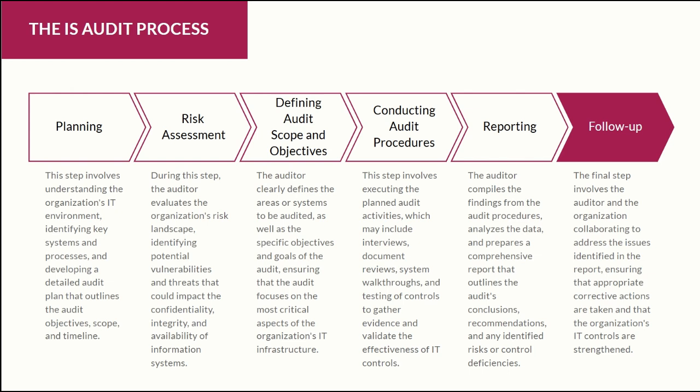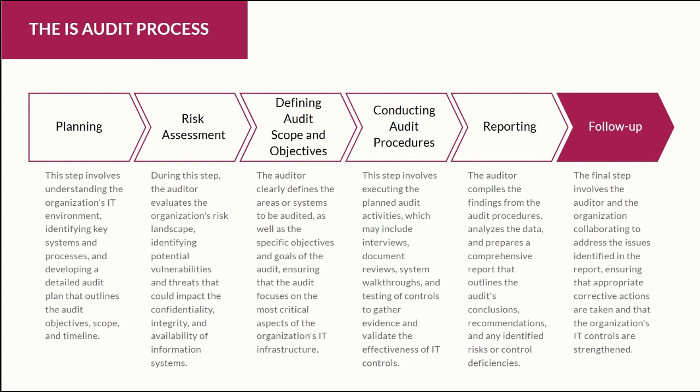Audit scope and objectives. Based on the risk assessment, the auditor defines the scope and objectives of the audit. The scope determines what will be audited, such as a specific system, process, or department. The objectives outline what the audit aims to achieve, such as ensuring compliance, improving security, or identifying inefficiencies.